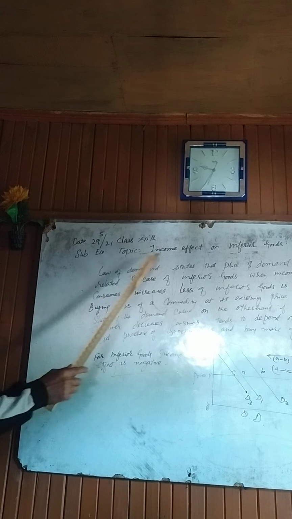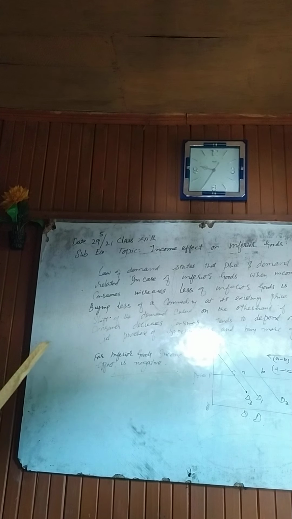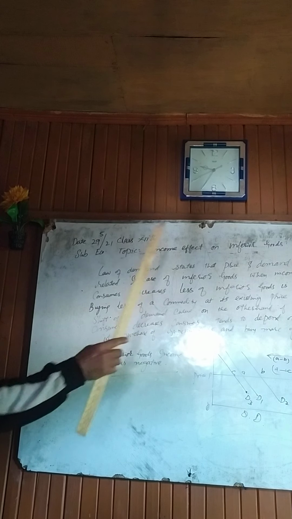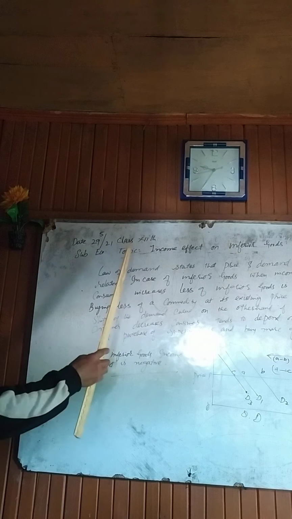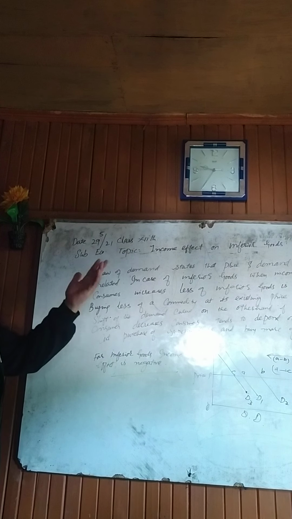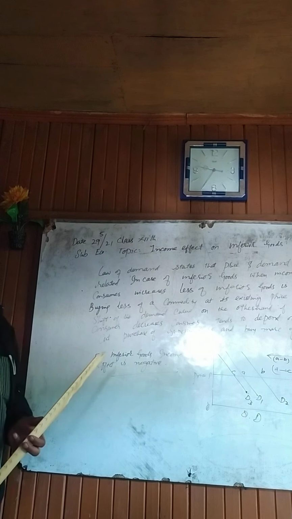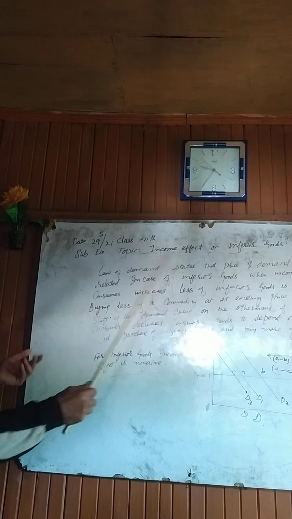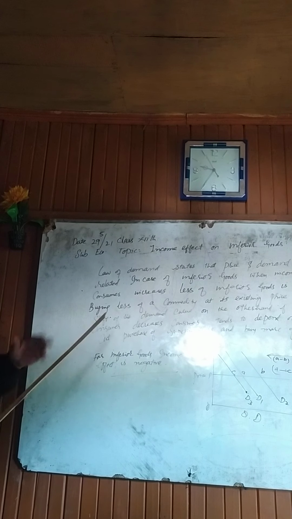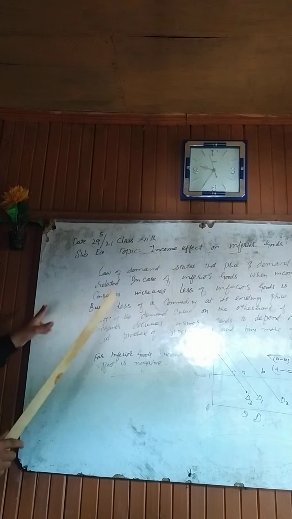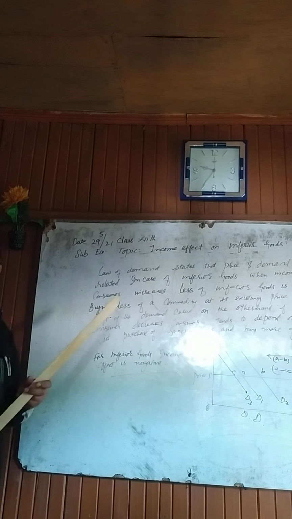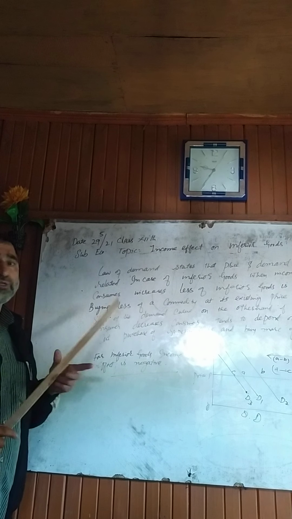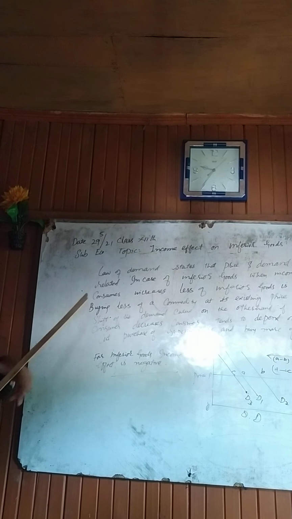Our today's topic is income effect on inferior goods. Previously we learned about the relationship of income with superior goods. Today we want to know the relationship between income effect and inferior goods. The law of demand states that price and demand are inversely related. Here, one thing we should keep in mind is that the price of the good, whether it is an inferior good or a superior good, remains constant, but only income changes.